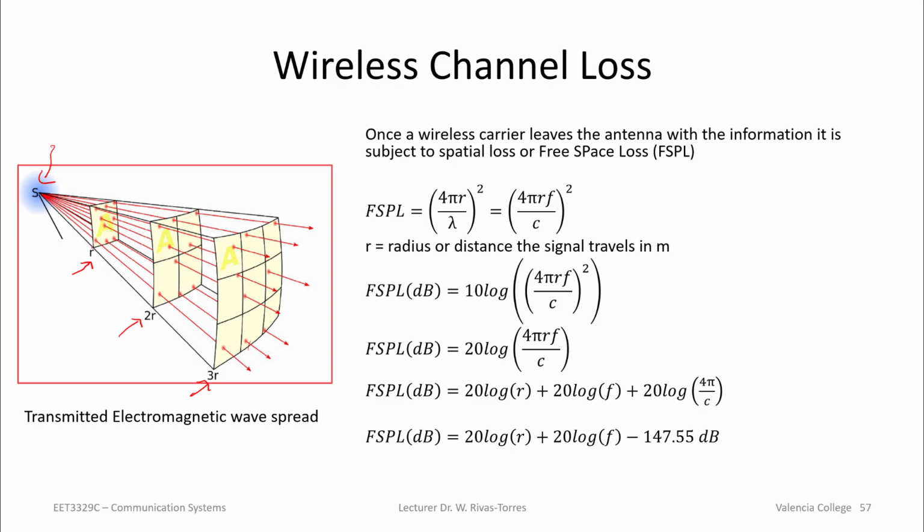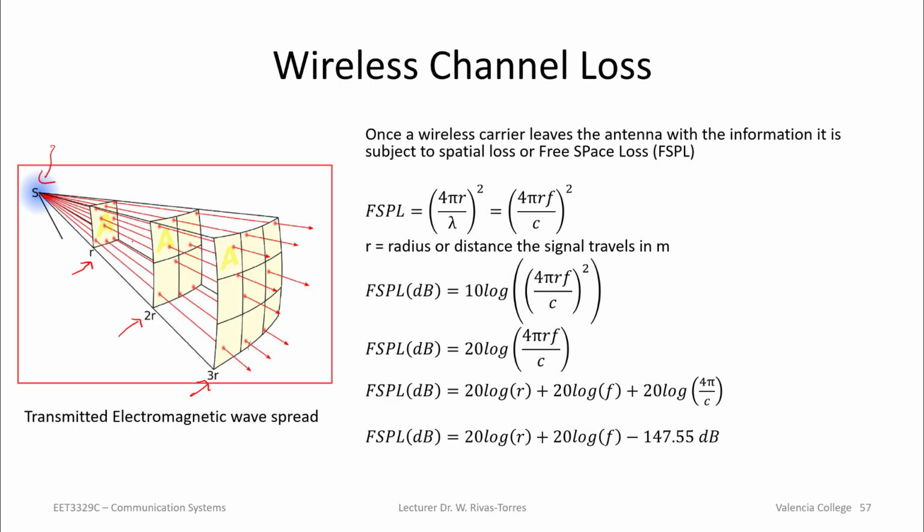Now, the area that initially we were talking about had a certain power level. That power level is being spread across space. That's what this means. And how do we account for that? We actually account for that as a loss, and we call that free space loss.